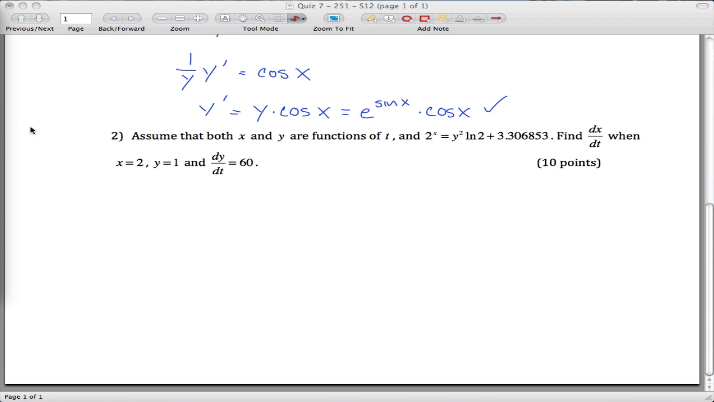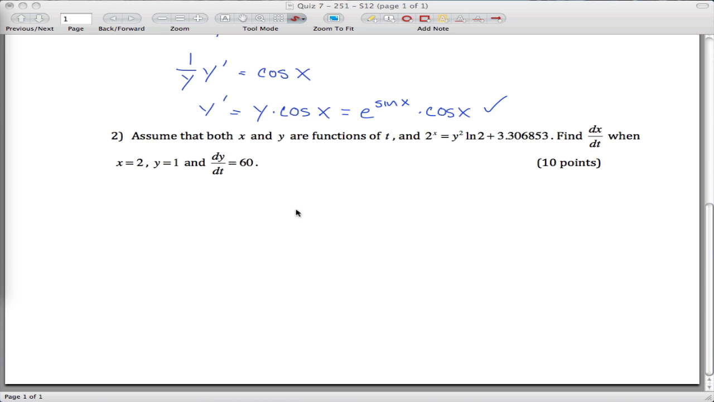Number 2. Okay, so the key point here is that x and y are both functions. I specify they're functions of t, but it really doesn't matter what variable you have, just the fact that these are both functions. And we're asked to find the derivative of x. We want to find x prime here. And it tells us that x is 2, y is 1, and y prime is 60.